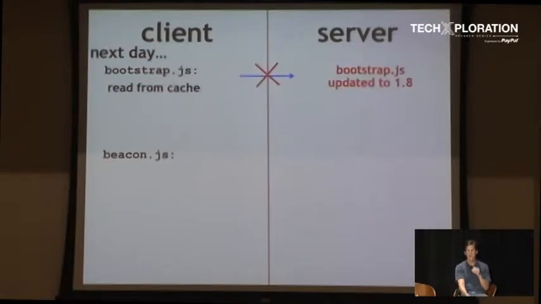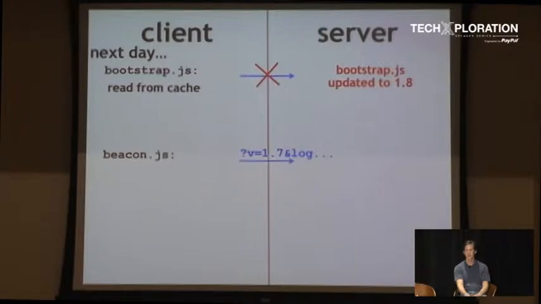Now, the next day, tomorrow, since I've made Bootstrap cacheable for a year, instead of 15 minutes, I reduce the probability of front-end spoof, because now, since it's cacheable for a year, this user's browser just reads it from the cache. And there's no request for bootstrap.js to the server. But I updated to version 1.8 last night. So the user is actually out of sync right now.